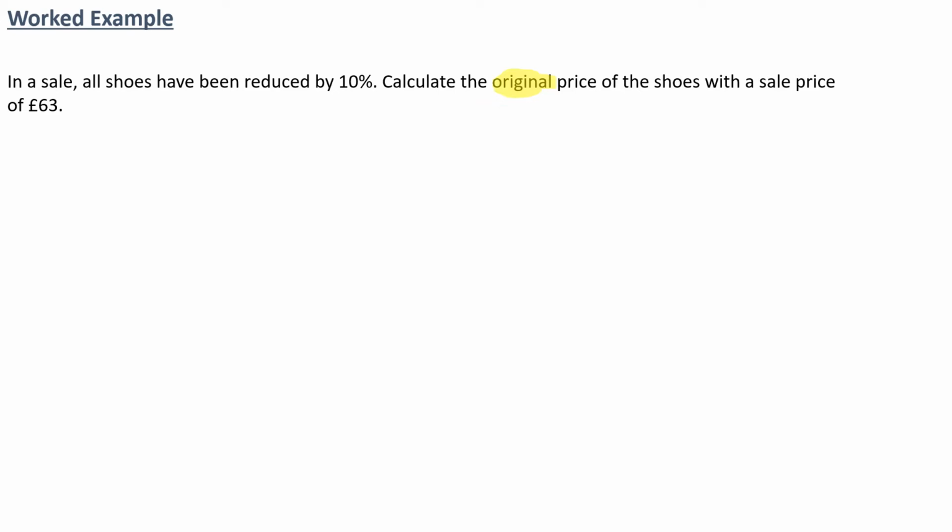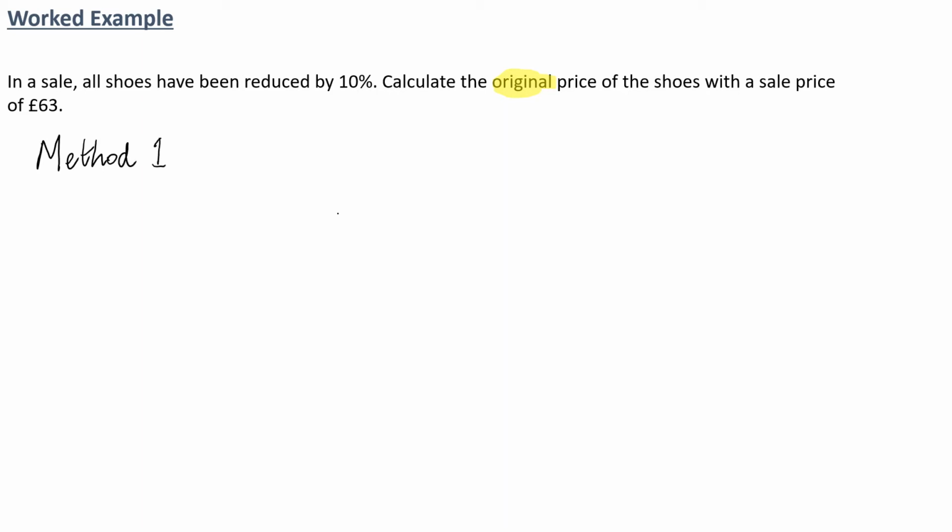In this problem here, we're told the sale price. We want to work out what we reduced by 10% to get that £63. And it's not a case that we just add on 10% of 63, because if we add £6.30 onto this, and then reduce that amount by 10%, we're not going to get this. Okay, there's two methods here. I'll show you both, and you can choose which one suits you.